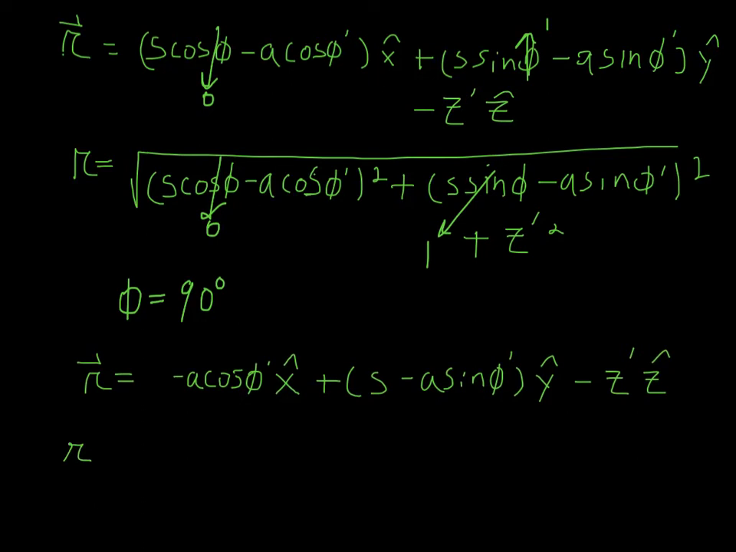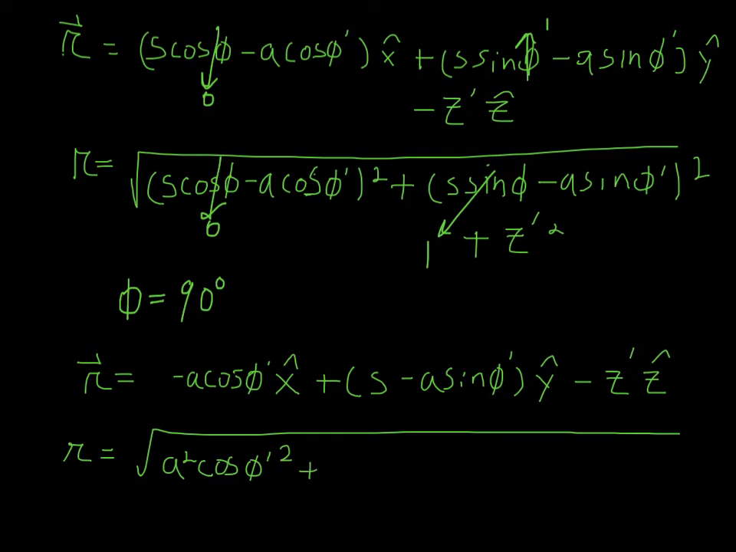So our magnitude is just going to be the square root of each of those components. Those are going to be a little bit easier to deal with. All right, so the first one, you'll see there'll be some simplification. We'll simplify in the next screen. I'm going to get an a squared cos phi prime squared plus a quantity s minus a sine phi prime squared plus z prime squared.